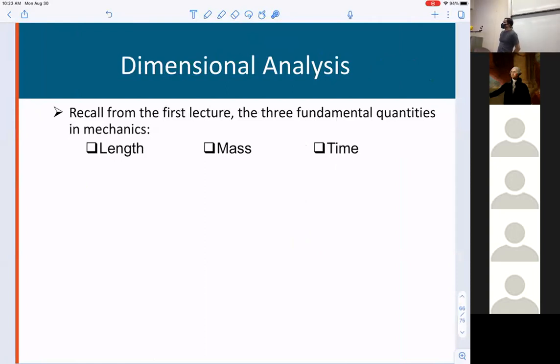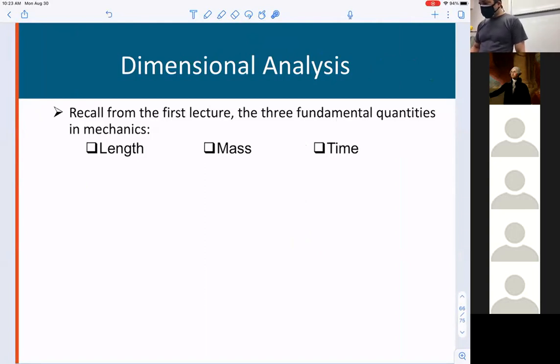Next, I'm going to switch gears. So that was the end of significant figures. And we'll switch gears here and talk about a new topic called dimensional analysis. And this is a fancier way of saying checking units, but let's go through it carefully.